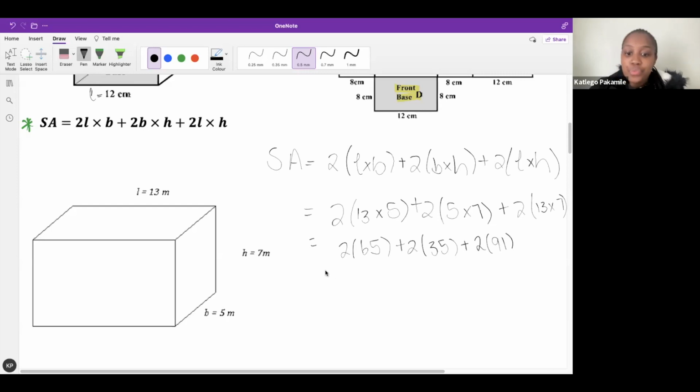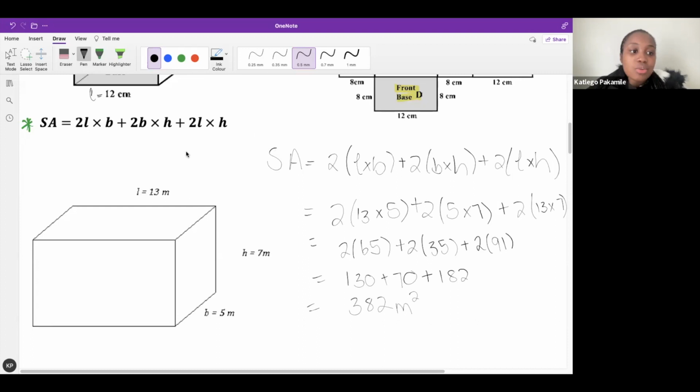Thank you. So this is 130, right? Plus 70 plus 182. So what's my final answer? 382. And what is my unit? Centimeters cubed. Look carefully. Do we have centimeters here? Oh, meters cubed, sorry. It is squared. We're still just multiplying 2 dimensions.